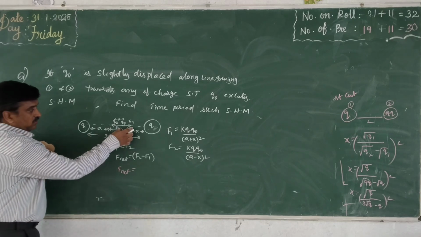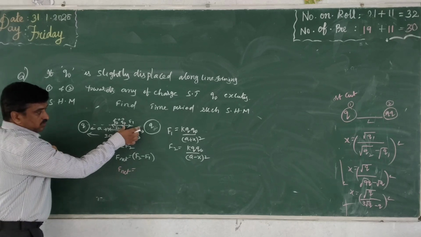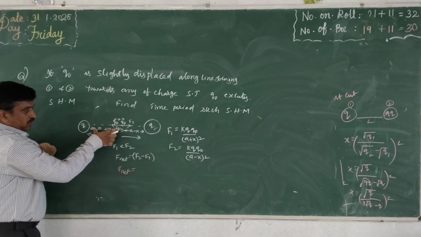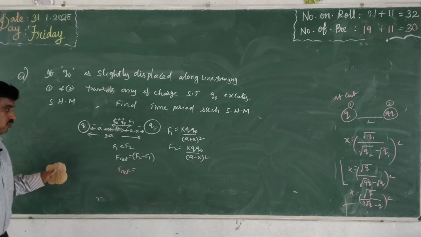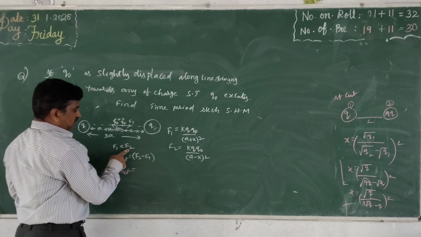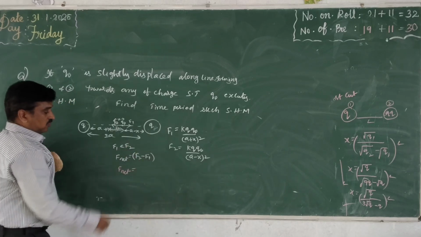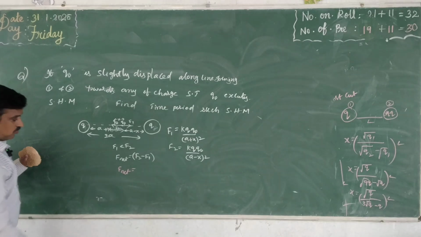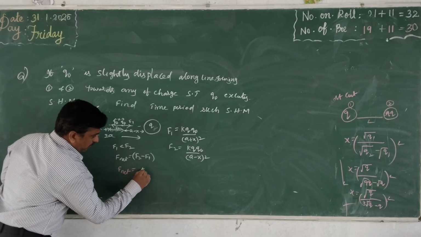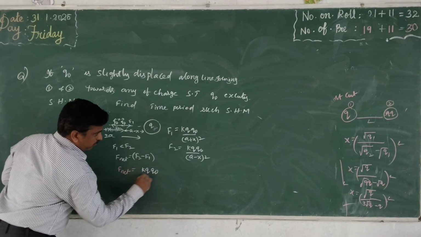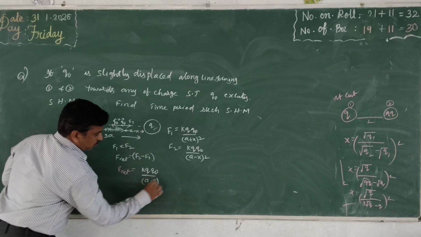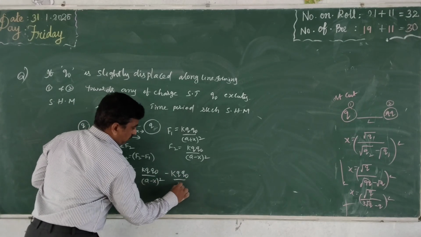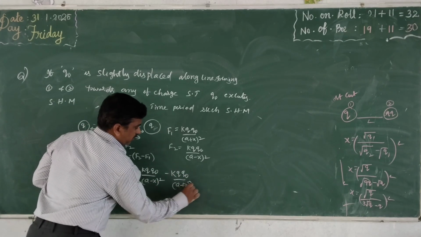See this case, the smaller distance has more force, and the larger distance has smaller force. So F1 is less than F2. F2 is the greater force, so that's why we can write F net equal to F2 minus F1. So F2 is what here? k Q Q naught by (a minus x) whole square minus k q naught by (a plus x) whole square.